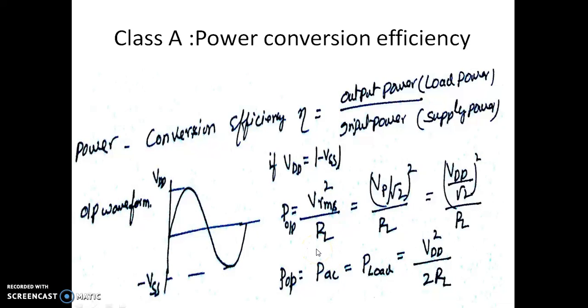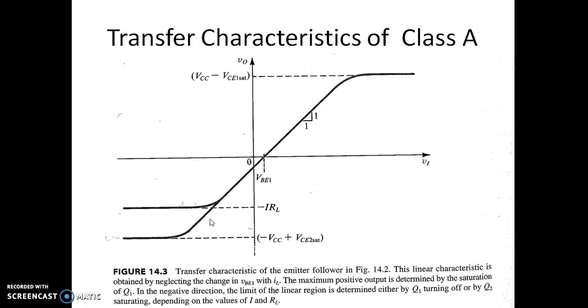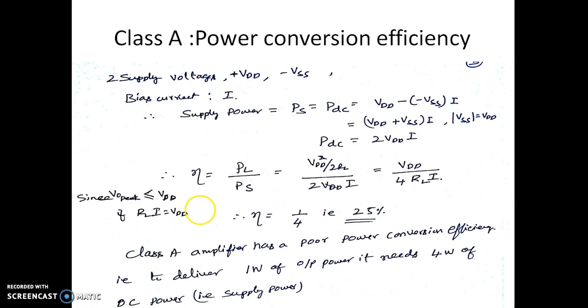We should also find the DC power that is drawn. As you can see here, since we have two voltage sources VDD and minus VSS, VSS has the same magnitude as that of VDD. Actually the voltage is now 2 times VDD, the current flowing is I. Since the voltage difference is 2 VDD and the current flowing is I, the power that is drawn from this supply source is 2 VDD into I. So that's what is shown here.